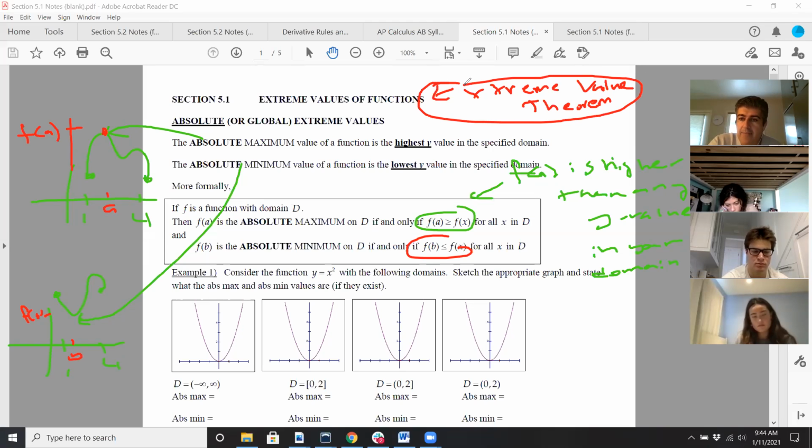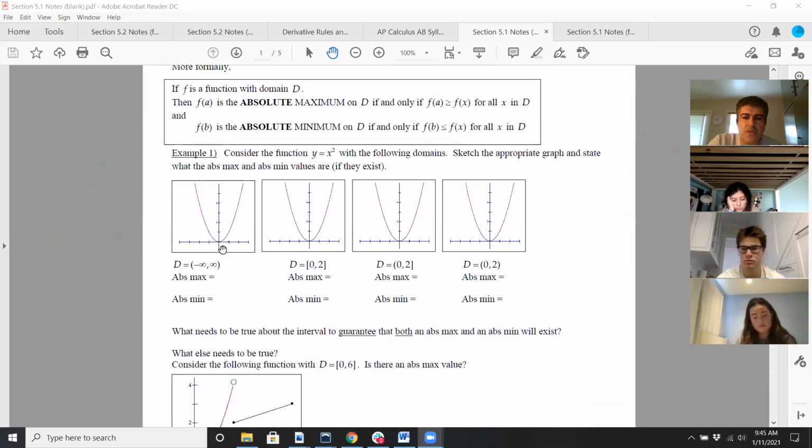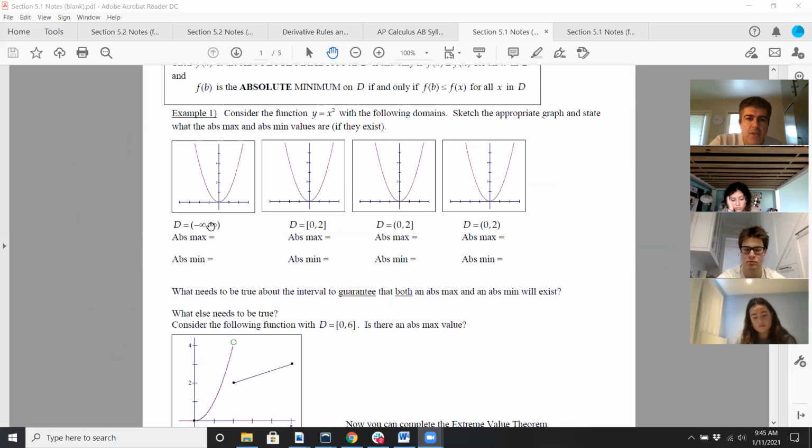Now, there are some things we have to assume when finding absolute mins and maxes. And when I say absolute, what I mean is just the highest possible point that you see, or absolute minimum, the lowest possible point you see. So let's look at example 1. Here, our domain is not restricted. The first graph is from -infinity to infinity, so it goes on. Actually, it should have arrows here. This goes on forever. Obviously, this is y equals x squared. These are already sketched, so don't worry about that. But we are going to state the absolute max and absolute mins if they exist.